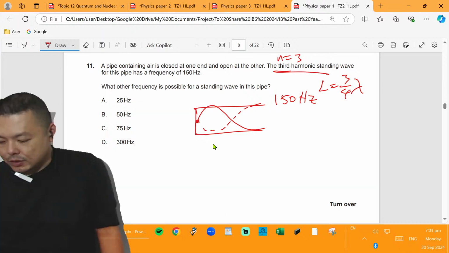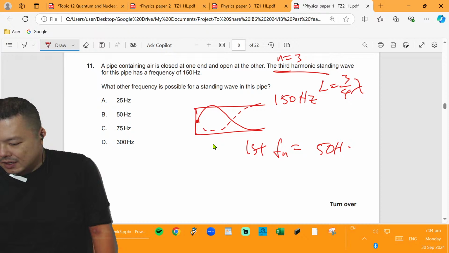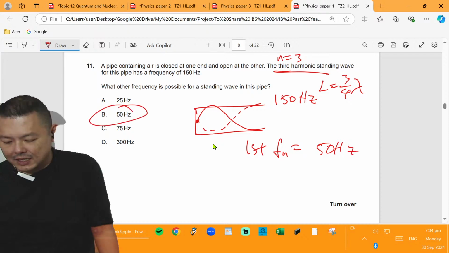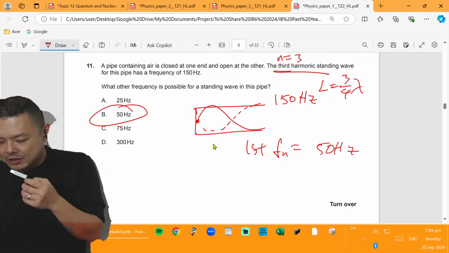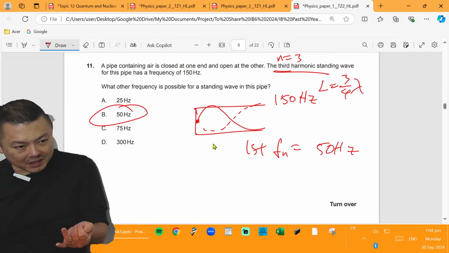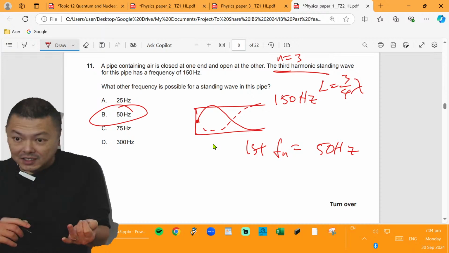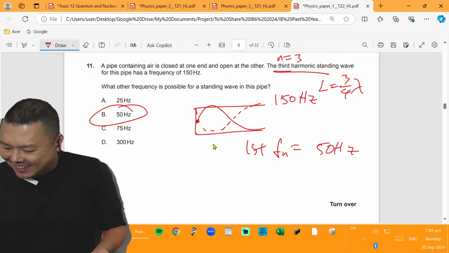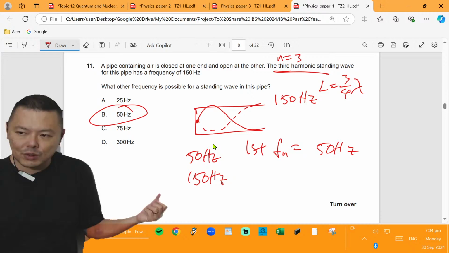Okay, so anyway, what's the first harmonic then? What's the first harmonic frequency? 50 hertz. Isn't that the answer? That's the answer, right? Wait, so 50, 150. What's the next one? 250. Right? 50, 150, 250. The harmonics will be 50 hertz, then 150 hertz, then the next one is 250 hertz.